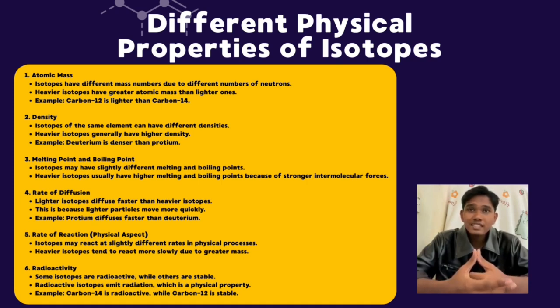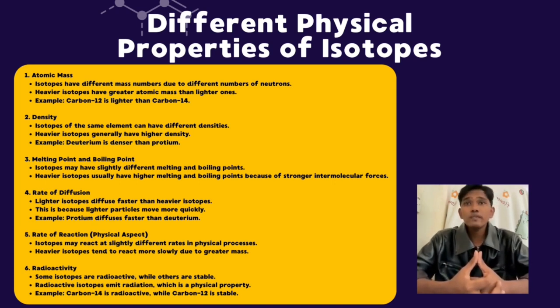Number 2, density. Isotopes of the same element can have different densities. Heavier isotopes generally have higher density. Example, deuterium is denser than protium. Number 3, melting point and boiling point. Isotopes may have slightly different melting and boiling points. Heavier isotopes usually have higher melting and boiling points because of stronger intermolecular forces.